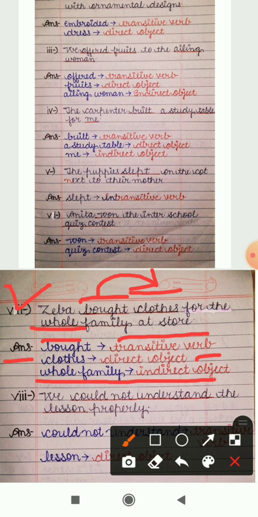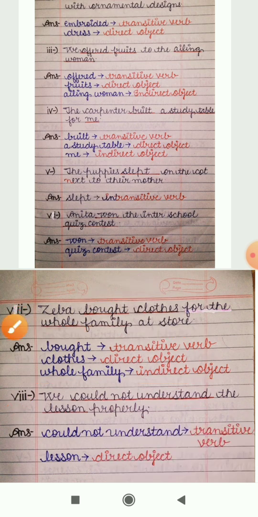The last sentence is, we could not understand the lesson properly. Here the verb is could not understand. What could we not understand? We could not understand the lesson. That means there is an object and the verb is a transitive verb. Could not understand is a transitive verb, and lesson is the direct object, because it is receiving the action, that is could not understand. The lesson has not been understood.